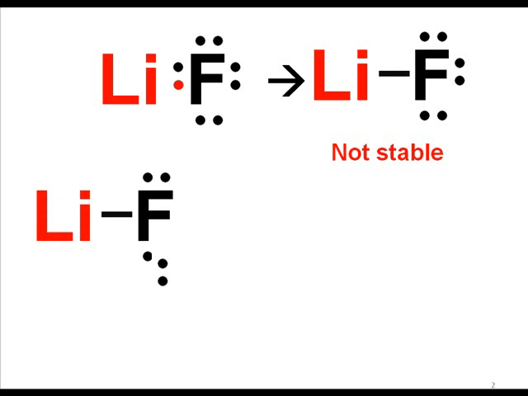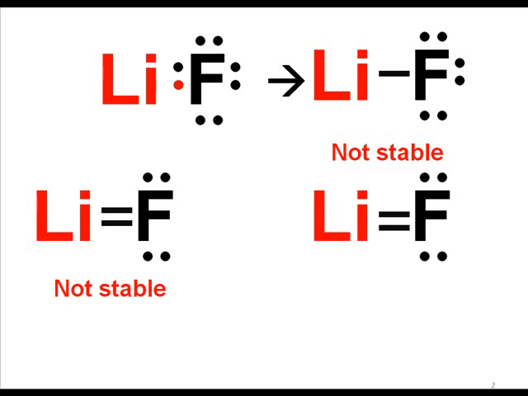So one strategy is tried. So why don't we create a double bond between lithium and fluorine? But once again, fluorine has 8 electrons, but lithium has only 4. Once again, not stable. Well, let's keep going. Let's go now to 3. Let's triple bond this bad boy. And when we do that, lithium again has 6 electrons, not the needed 8 to complete the shell. So once again, this whole thing is unstable.